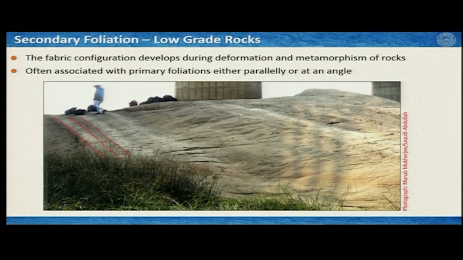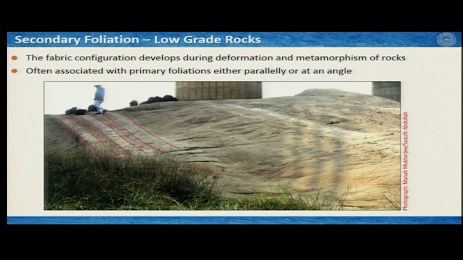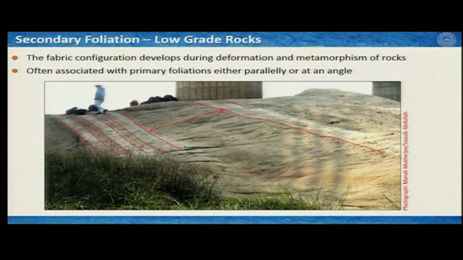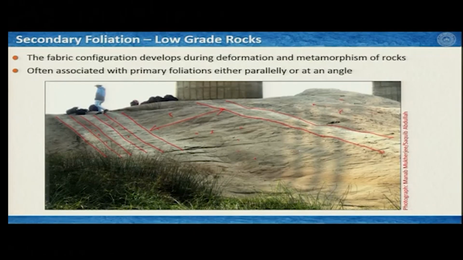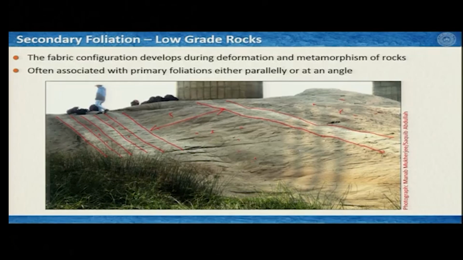lighter and darker bands. This is quite thick dark band, and then we have again one lighter band, and so on. So, this is darker band and this is alternating lighter and darker bands. Now, this define your sedimentary or primary foliation.